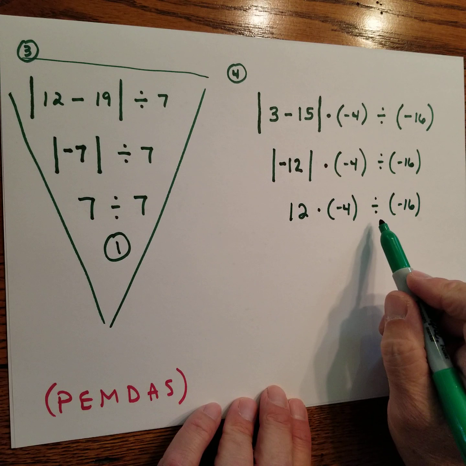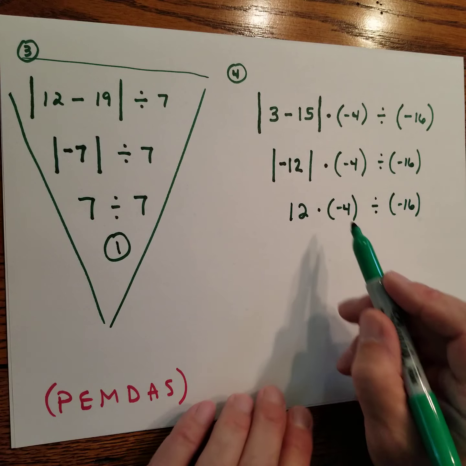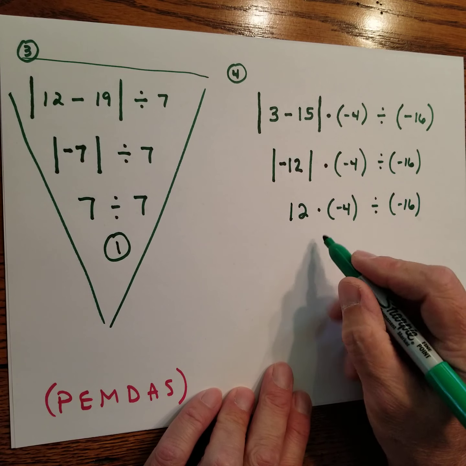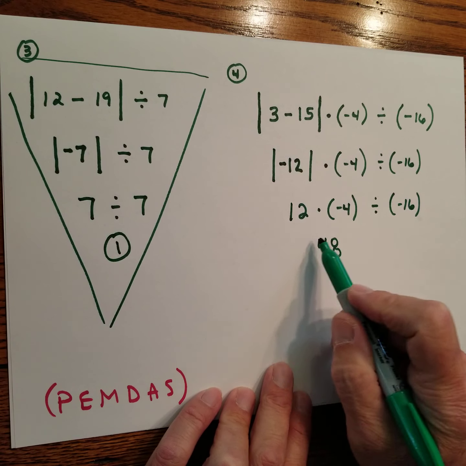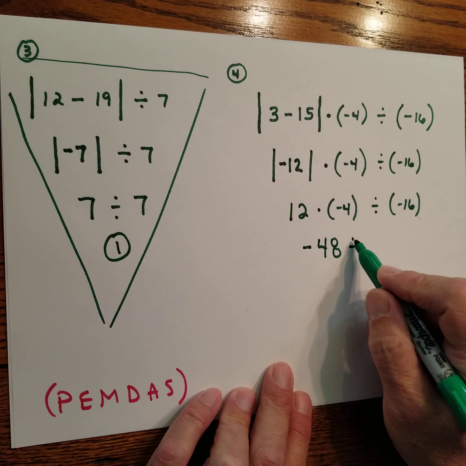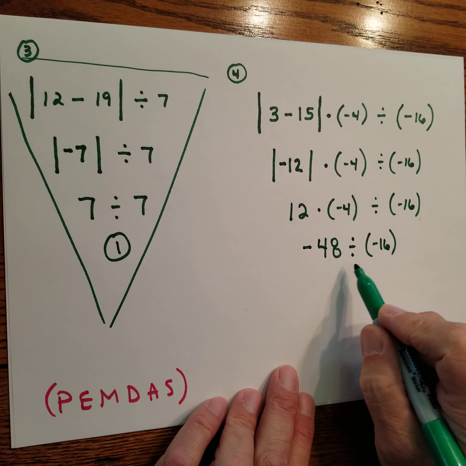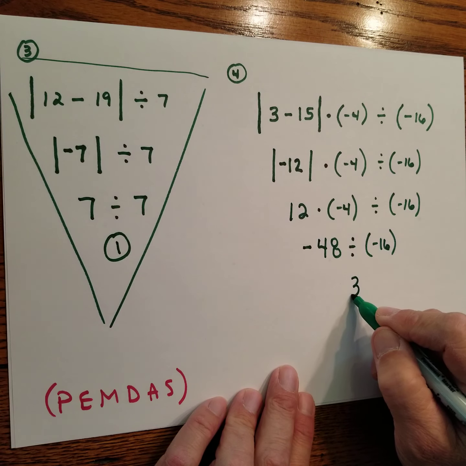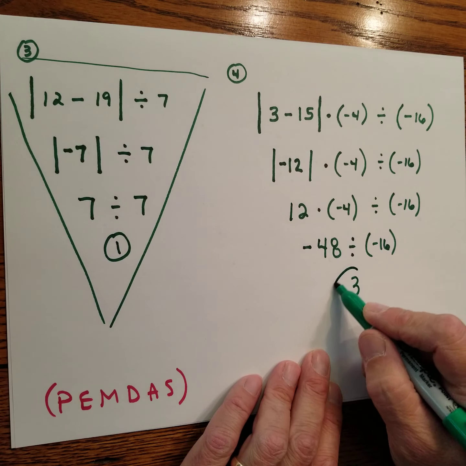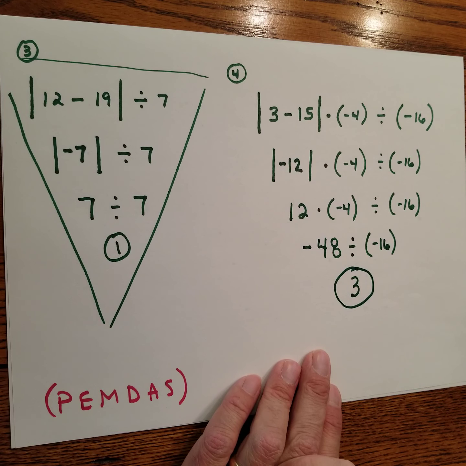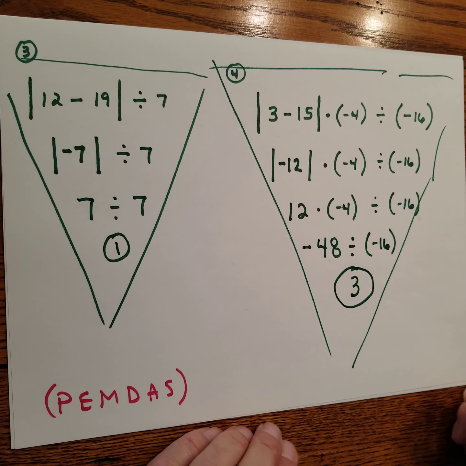Now I've got multiplication and division. If I have multiplication and division, they happen left to right. So multiply. 12 times 4, that's a positive times a negative. When I multiply with one negative, I get a negative. And copy the rest. Now divide. 48 divided by 16, that's 3. And when I divide with two negatives, just like when I multiply with two negatives, my final answer is positive. Great. No equal signs. Make that work into a nice big triangle.